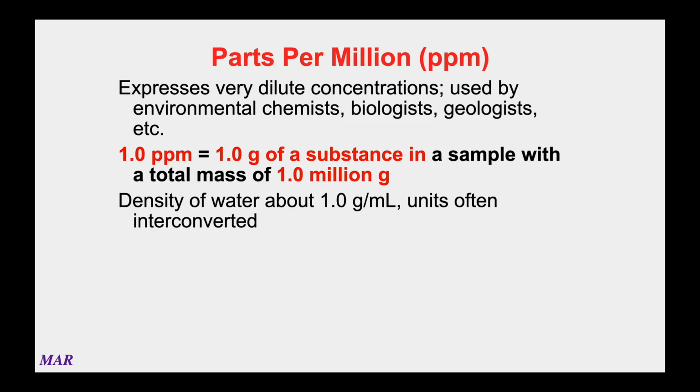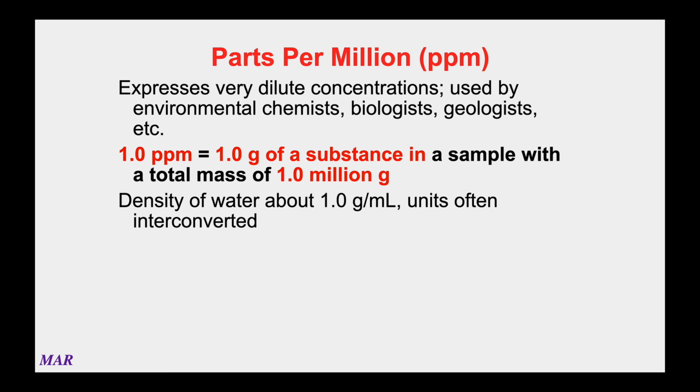Another unit, which is worth mentioning, although we won't do as much here, is called a parts per million. And a parts per million, ppm, is a very small concentration unit. And it's used a lot by environmental scientists, biologists use it sometimes, geologists, stuff like that. A part per million, 1 part per million, means, in all practical purposes, that you have 1 gram of a substance, the substance you're looking at, in a sample with a total mass of 1,000,000 grams. And 1,000,000, by the way, is 10 to the 6. So that's 1 gram in 1,000,000 grams. That's a pretty small amount.